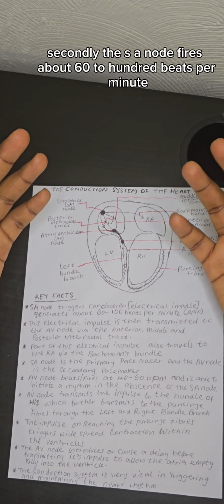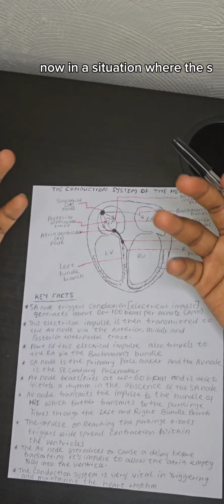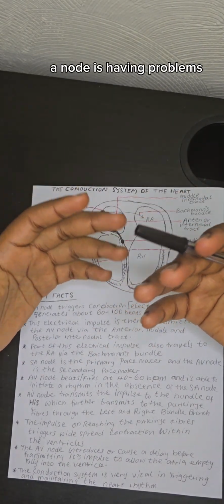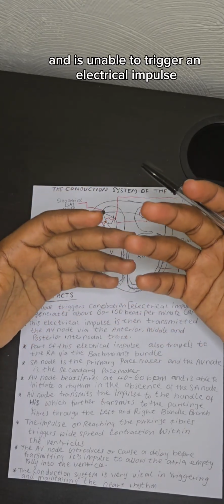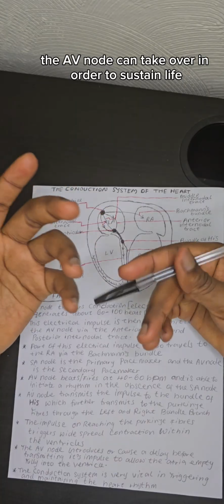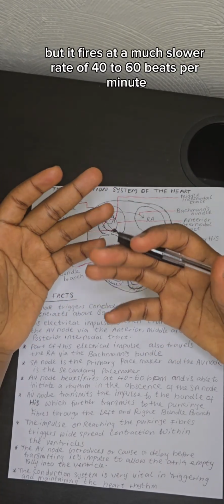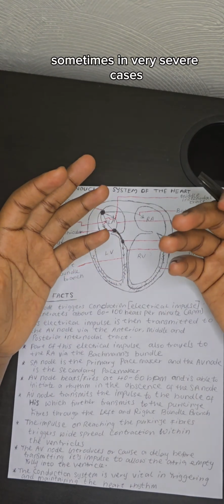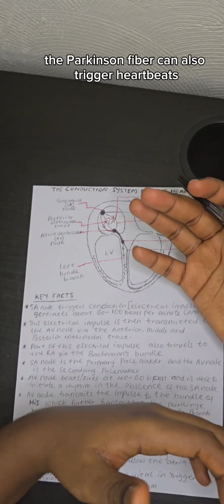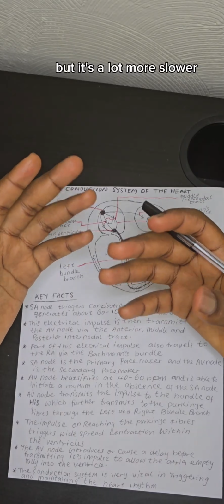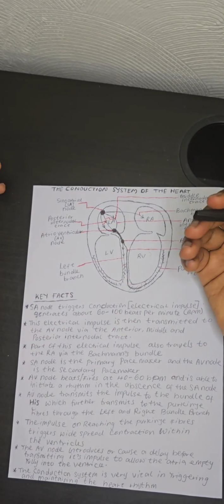Secondly, the SA node fires at about 60 to 100 beats per minute. Now, in a situation where the SA node is having problems and is unable to trigger an electrical impulse, the AV node can take over in order to sustain life, but it fires at a much slower rate of 40 to 60 beats per minute. Sometimes, in very severe cases, the Purkinje fiber can also trigger heartbeats, but it's a lot slower at about 20 to 40 beats per minute.